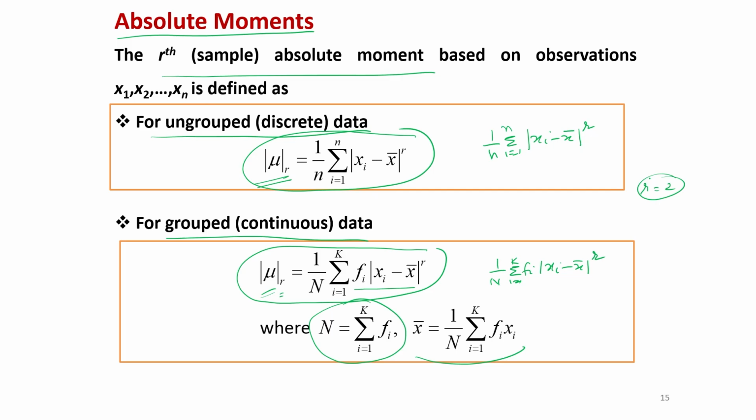So this is how we define the absolute moments. And if you take, for example, r equal to 2, then you get the variance, because the absolute value of xi minus x bar with r equal to 2 is the same as xi minus x bar whole squared. So these are some simple concepts about the moments.